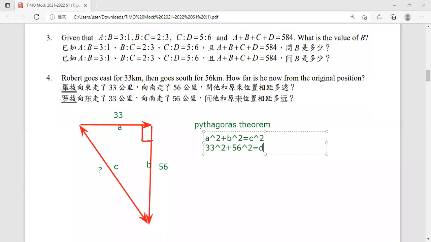I will call this distance squared. So you add this up. For the number 56 squared, 56 times 56, I got it. Okay, this is 4225, which is equal to 65 squared. So the distance is 65 kilometers.